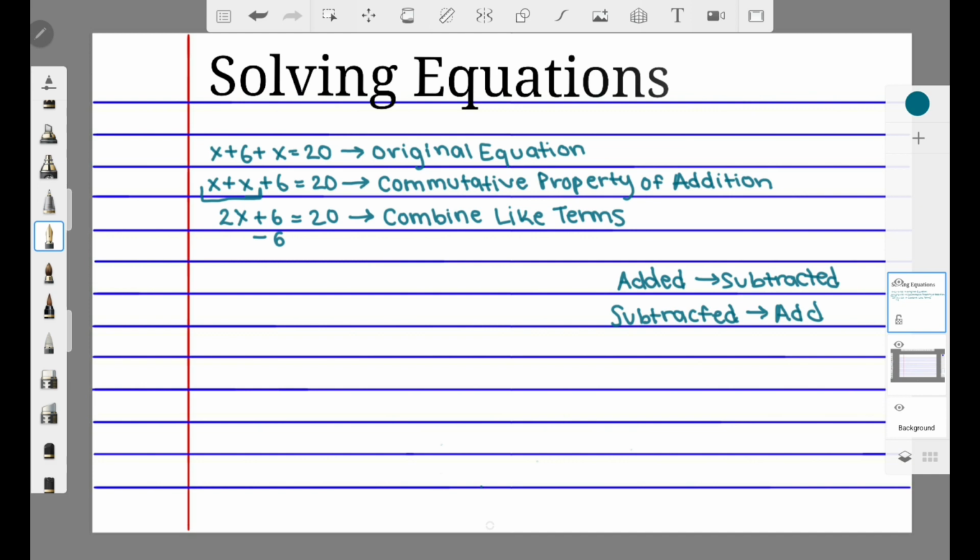Why is this so? Because if you were given a positive 6, let's just write that in parentheses, and you subtracted 6, you would get 0, so you would get rid of it. But like I said, what you do on one side of the equation, you must do on the other. So we have to subtract 6 from the other side as well. So this was the subtraction property of equality.